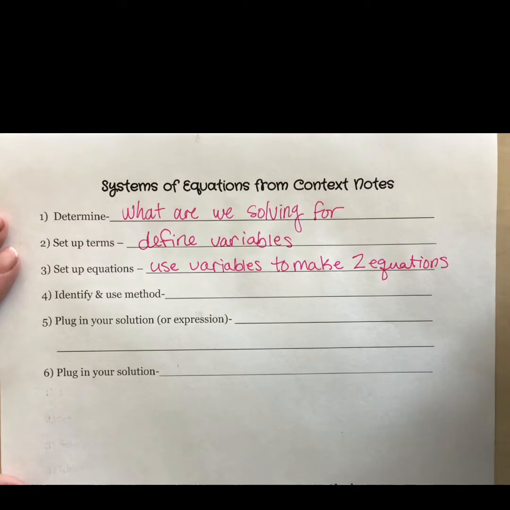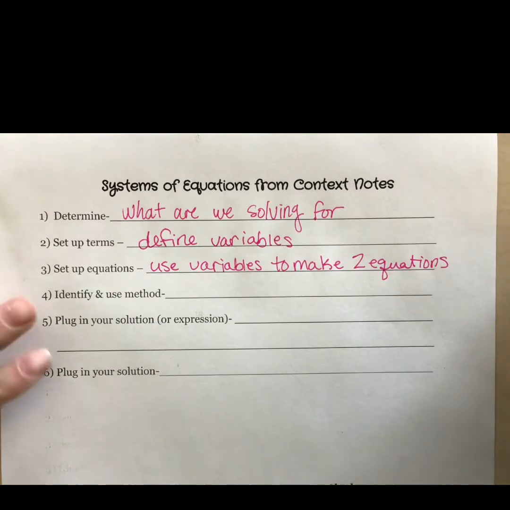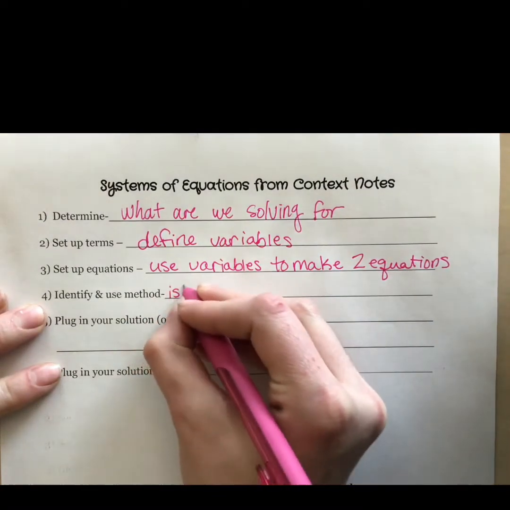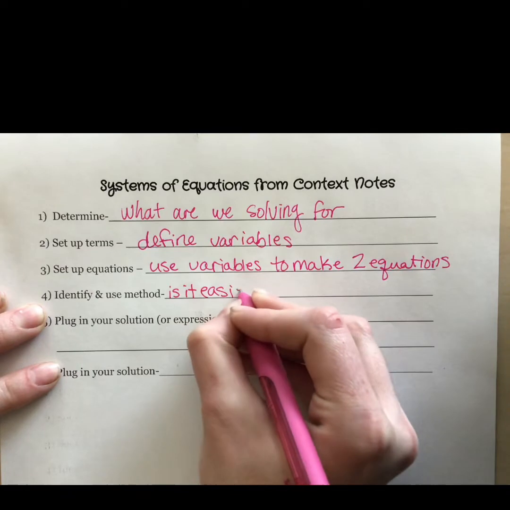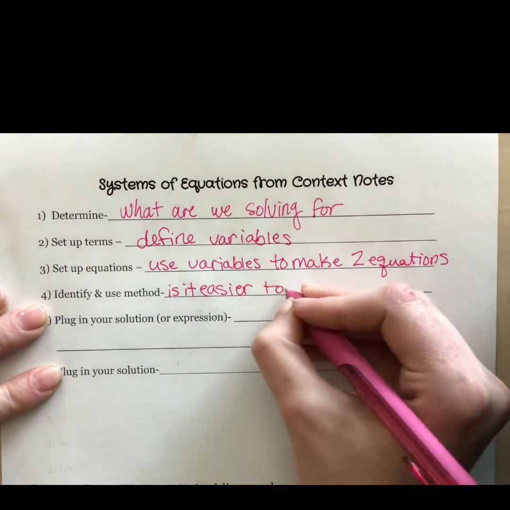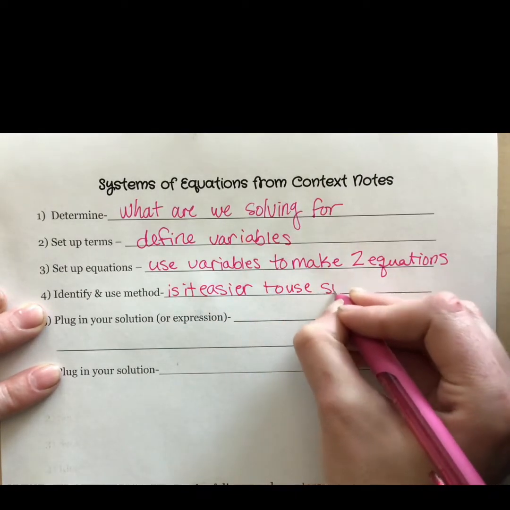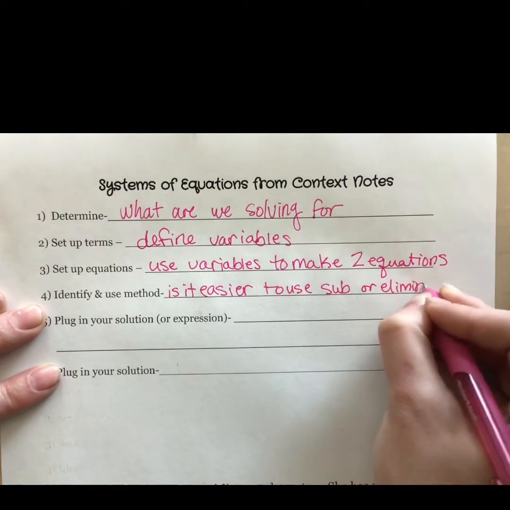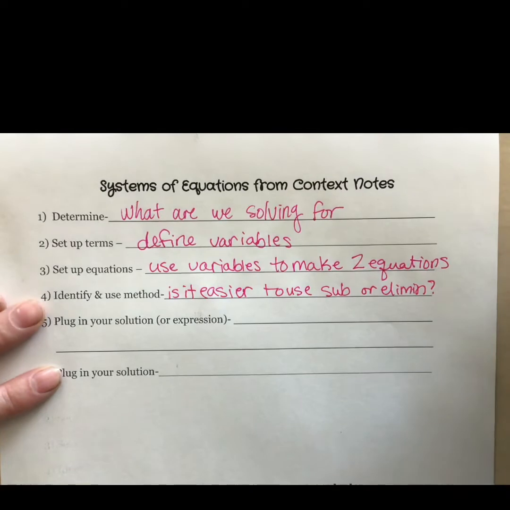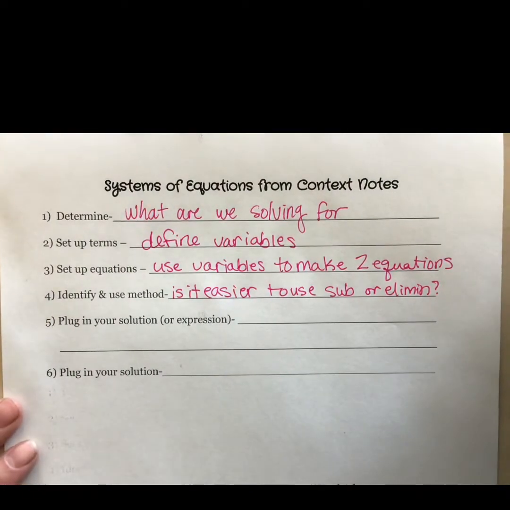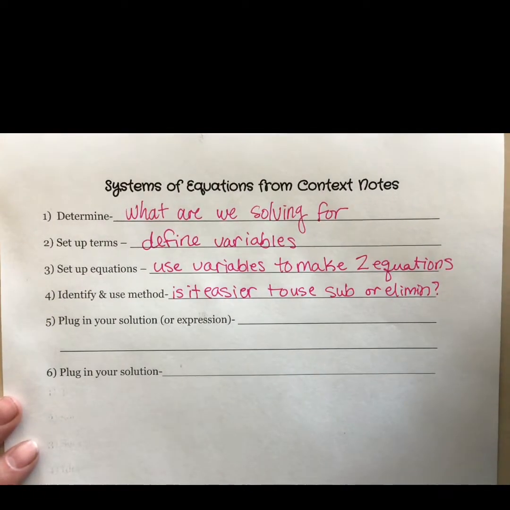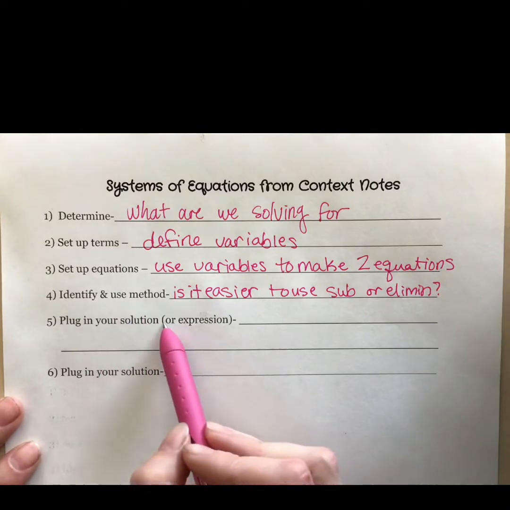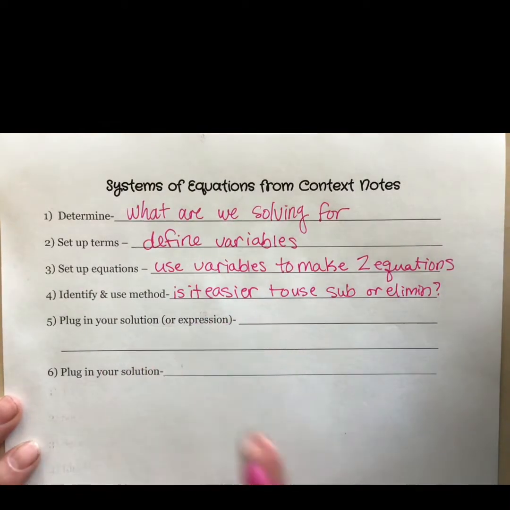The next thing can be a little bit tricky. You want to identify and use the method that makes the most sense. So you want to ask yourself, is it easier to use substitution or elimination? Once you've figured out which method you're going to use, you're either going to plug in your expression or you're going to try and cancel out.